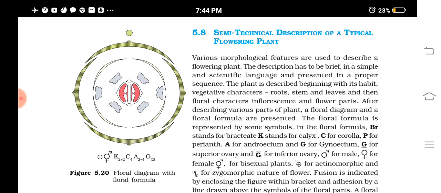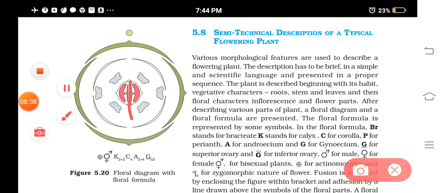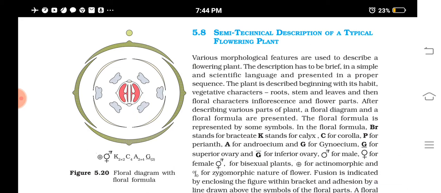Then the innermost layer is what? The gynoecium, showing the 2 carpels, and they are syncarpous. 2 carpels, and you can see that they are united, so it is shown like this. Is it clear? Floral formula and floral diagram represent, instead of writing all the characters of the flower, we can represent them in just a few symbols or in a diagram. That is the advantage of what? The semi-technical description of a flower.